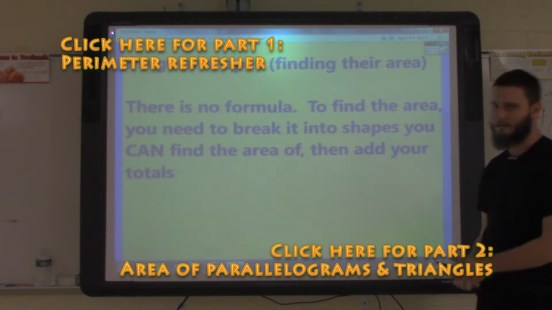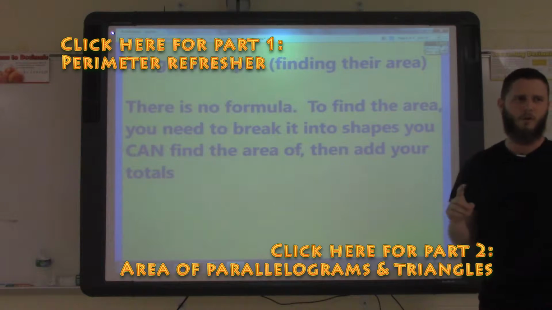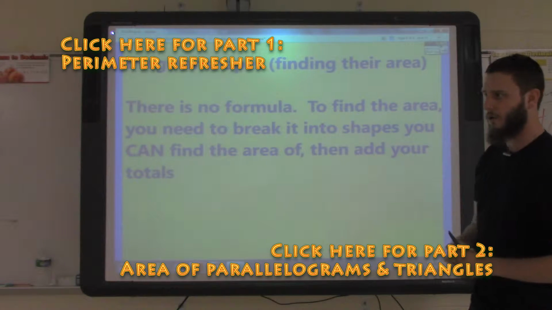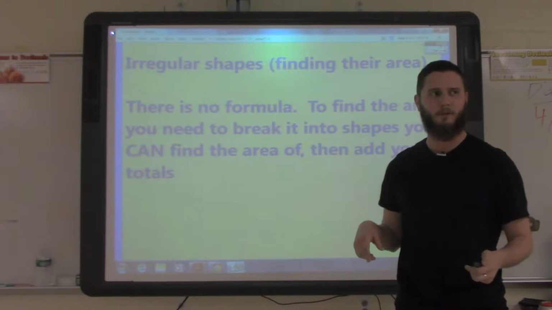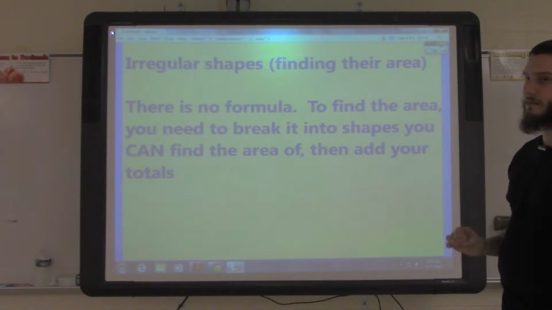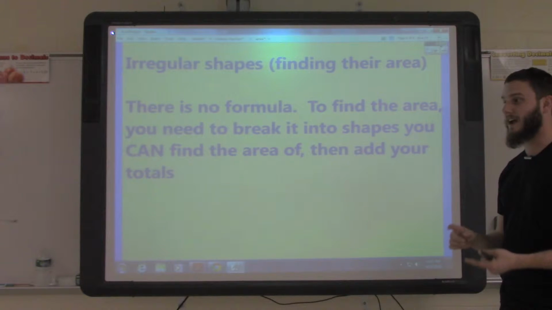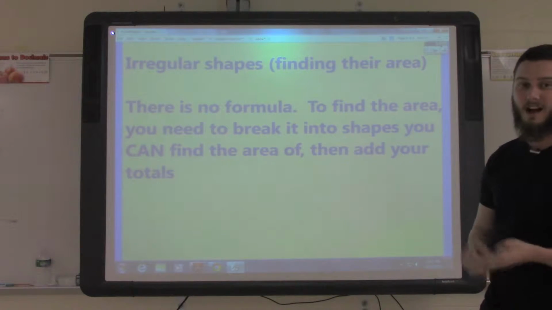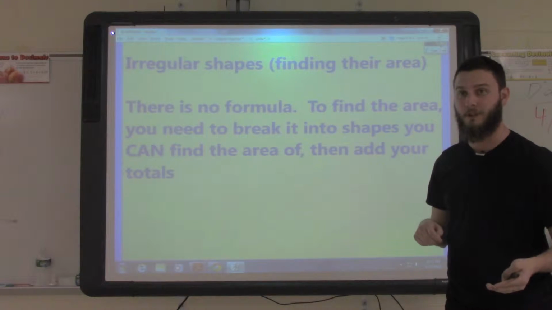So now to the meat of things. Irregular shapes, such as pentagons, or those weird L shapes that you sometimes see on the EOGs, or the weird L shape that my classroom seems to be in now that I've looked at it. Finding the area of this is a little trickier because there is no formula you can use. There's no formula for the area of a pentagon. There's no formula for the area of a hexagon, octagon, or this weird L shape that my classroom is in.